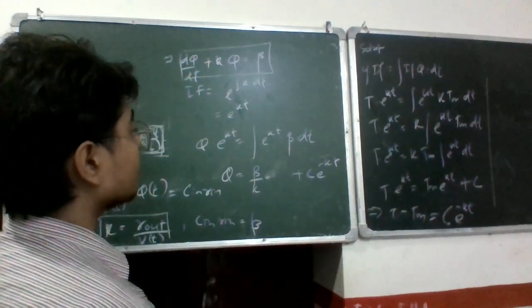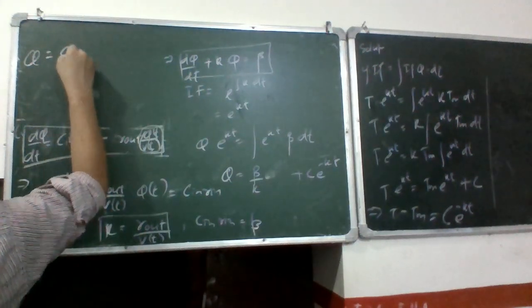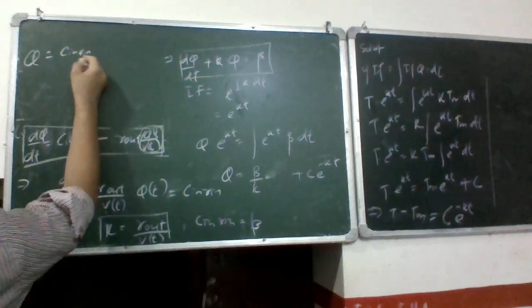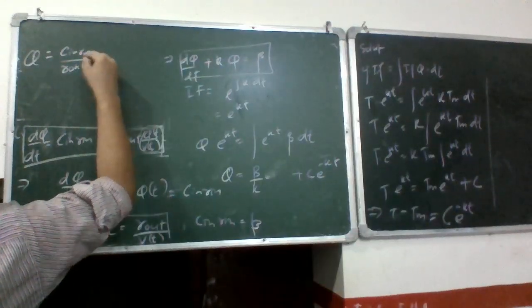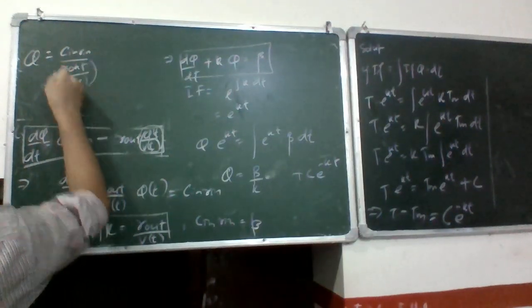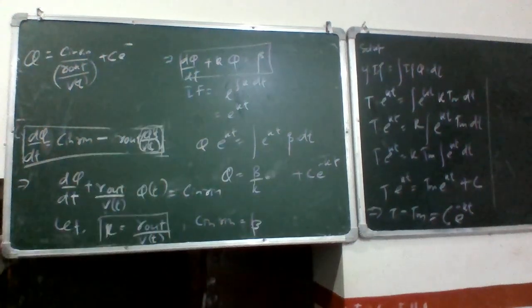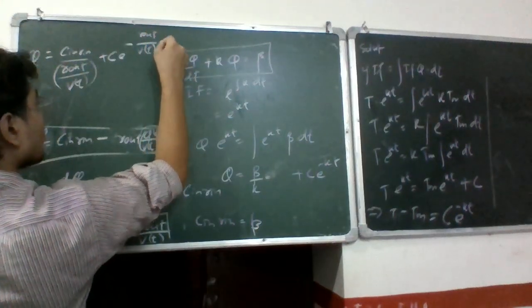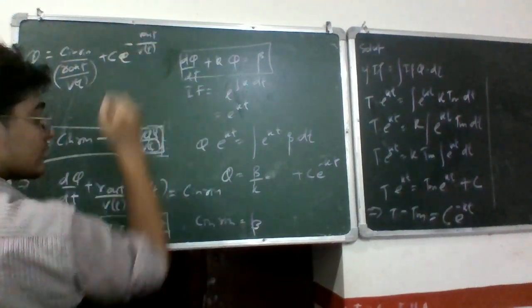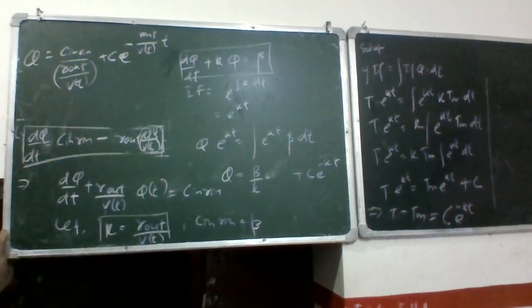If I substitute the real values of beta and k, I will get beta is equal to C in R in, and k is R out by Vt. So q equals C in R in by R out by Vt plus C e to the power minus R out by Vt times t. Okay, this is our solution.